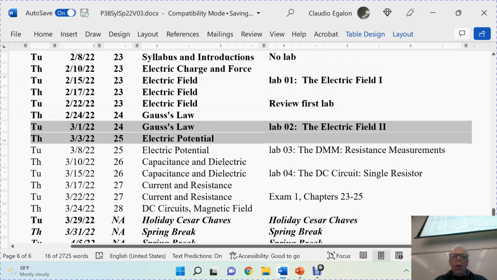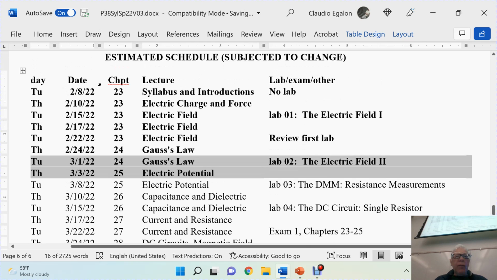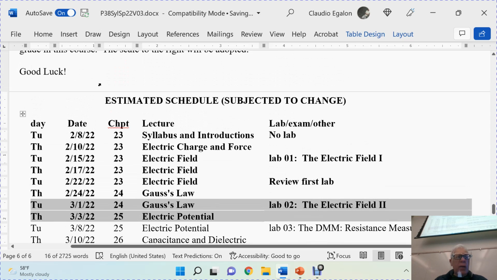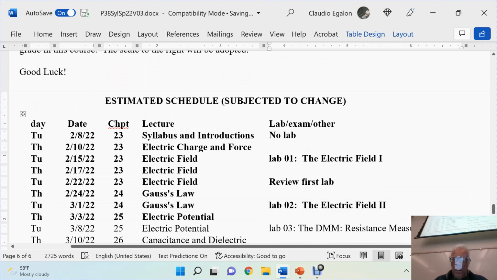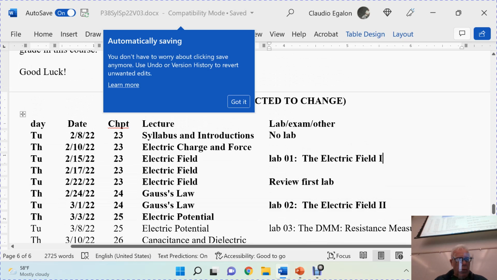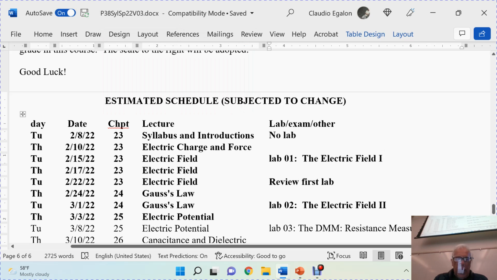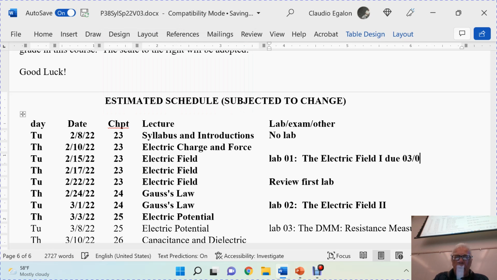Okay, now the electric field 1 lab, right? For the electric field 1, I didn't put the due date. Huh, interesting. Okay, those two are due on Tuesday, March 8th, right? March 8th. This one also is due March 8th. I gave you until March 8th to do that. So you have plenty of time to prepare it, right?